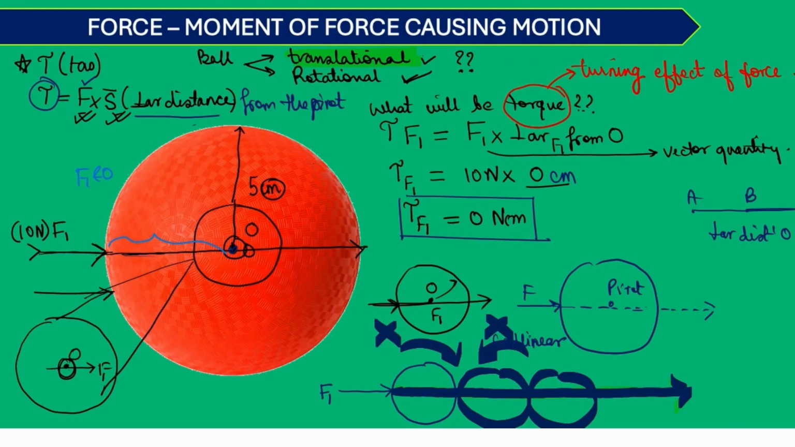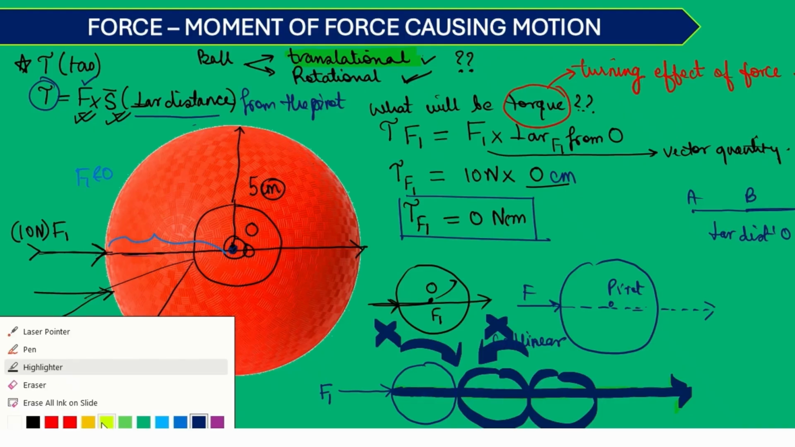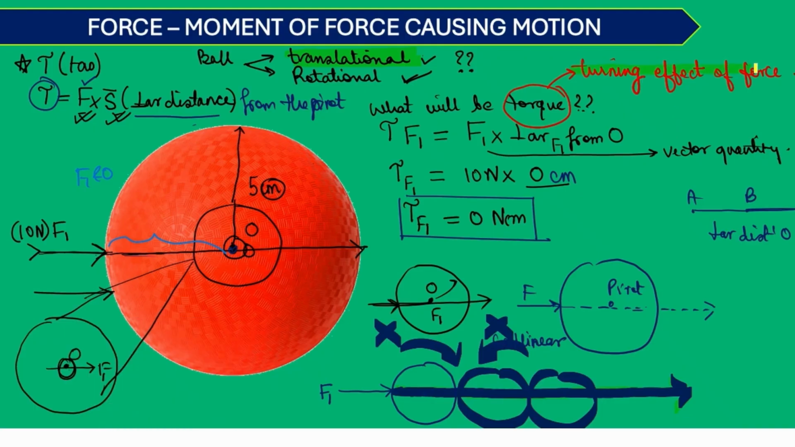Now let us see, how does this same ball experience rotational motion? Why does it not rotate? Because here torque is 0. So the turning effect, which is what we understand by torque, is also 0.